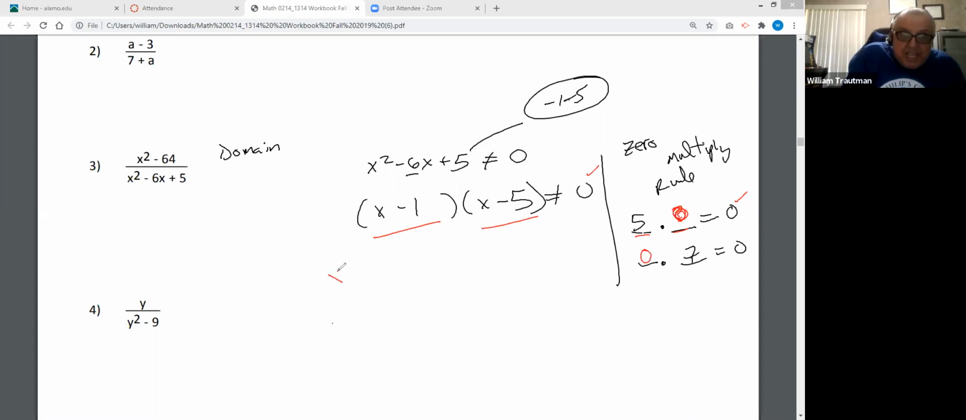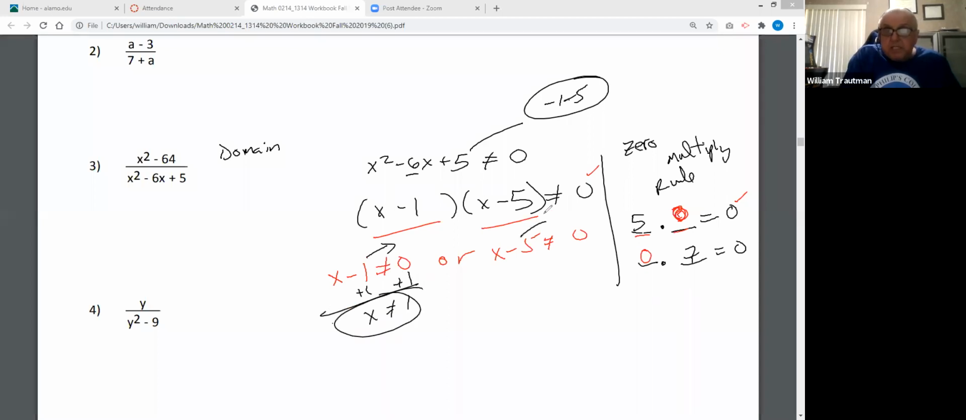So I have to say x minus 1 cannot equal 0, or x minus 5 cannot equal 0. One of them can't equal 0. So I'm going to get the 1 to the other side. It's a minus 1, so I'm going to add 1. And x cannot equal 1. Then I'm going to take the 5 to the other side. It's a minus 5, so I'm going to add 5 to both sides. We're using the solving that we learned already. And this is the answer.